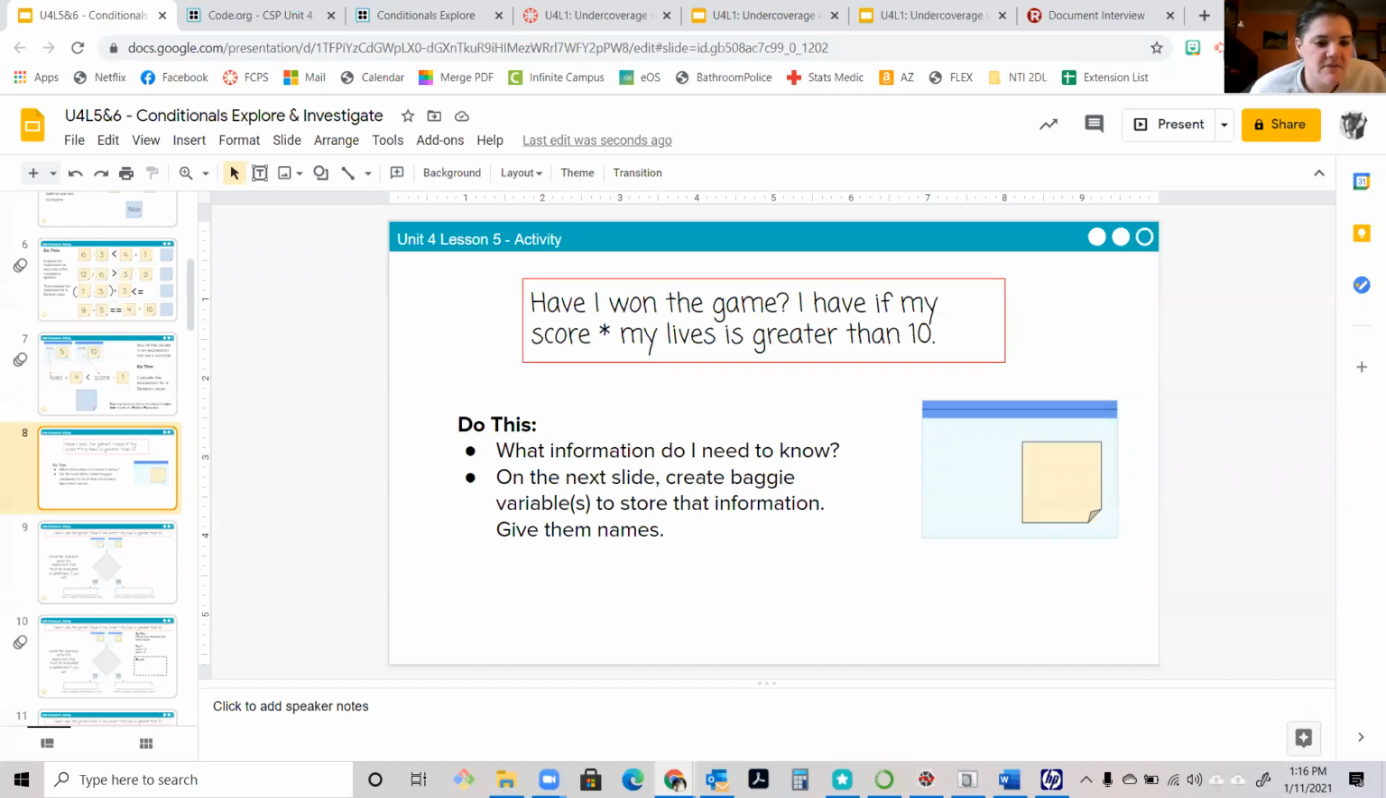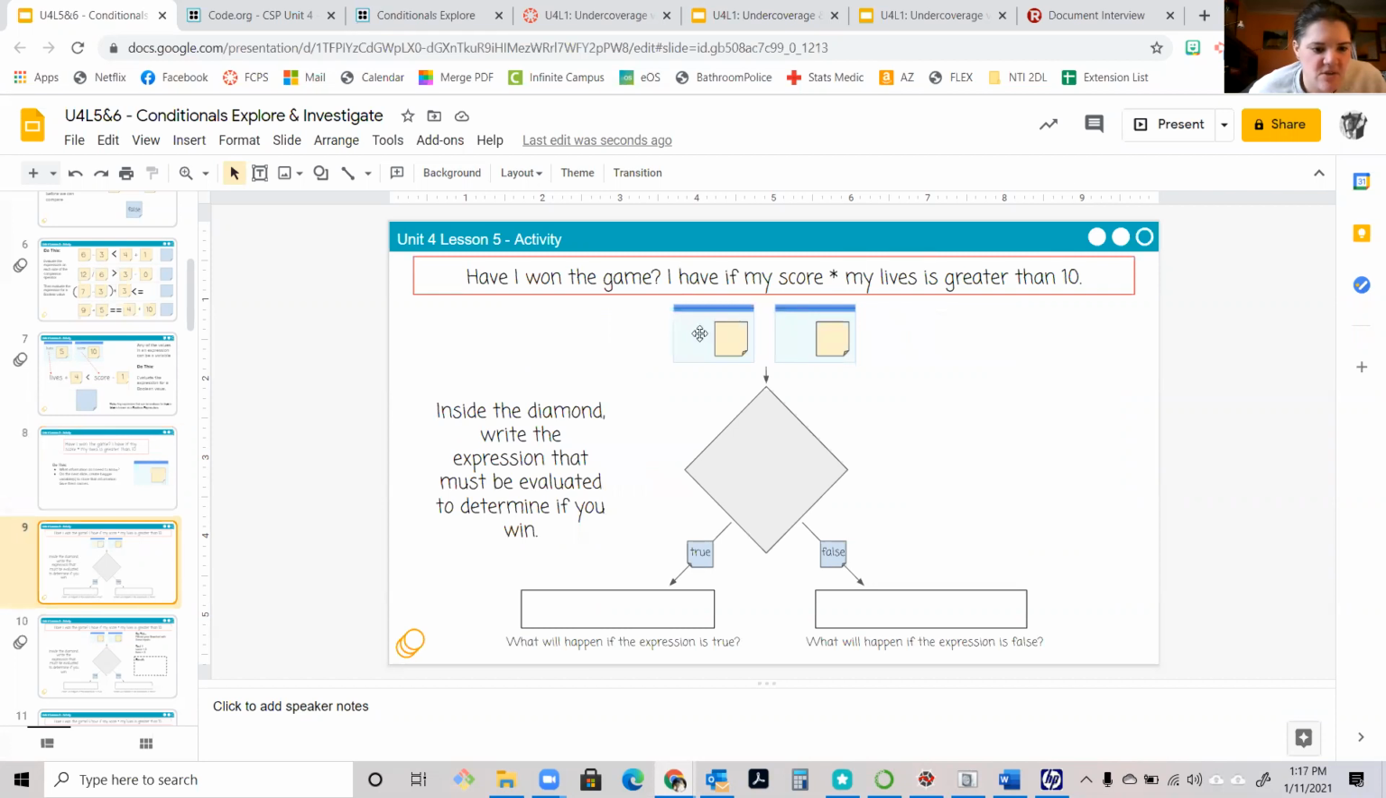Now, we're going to evaluate some more complicated expressions. So here we've got a situation where we've got a particular game. You win the game if your score times your lives is greater than 10. So on the next slide, you've got a flow chart to fill out. You've got 2 variables, you're going to name them. Then down here, you're going to write the expression that will be evaluated to determine if you win. Then if that expression is true, what happens? If that expression is false, what happens? So go ahead and pause the video and give this a shot.